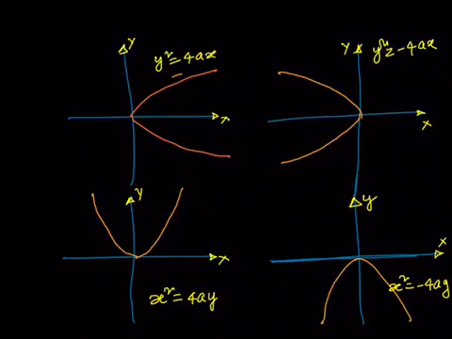Or you can also look at the right-hand side variable: y square equal to 4ax has x, symmetrical about the x-axis; x square equal to 4ay has y at the end, which means it is symmetrical about the y-axis. That way also you can remember. If it is negative, it will be going left instead of right. If it is negative here, instead of opening up, it will be opening down.